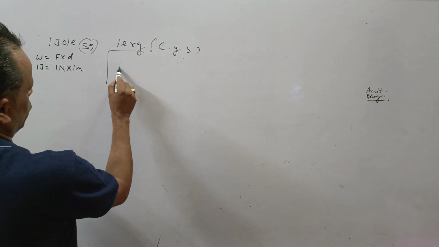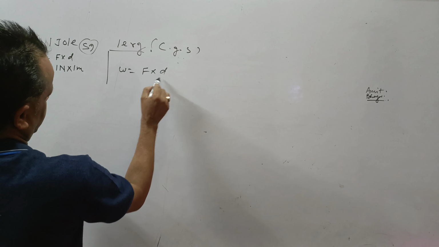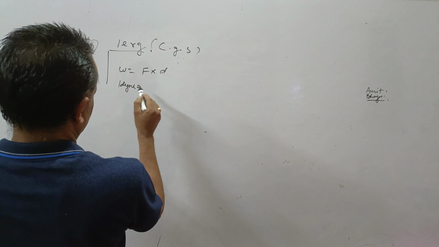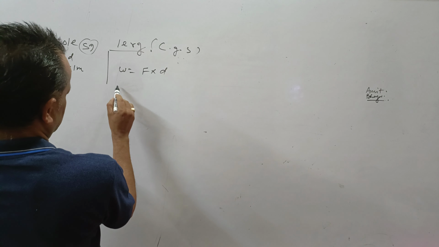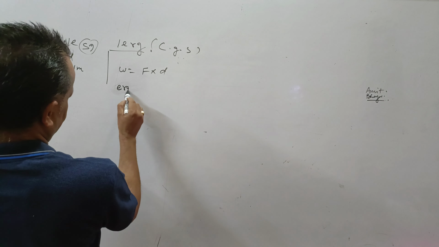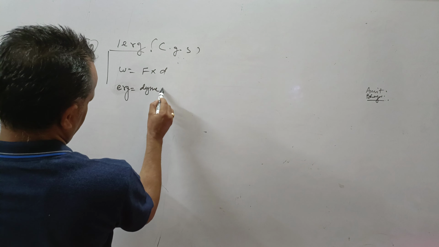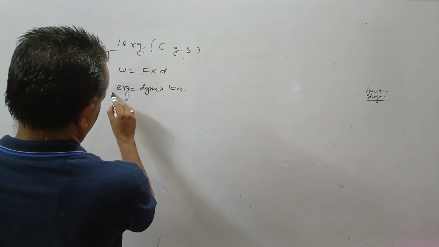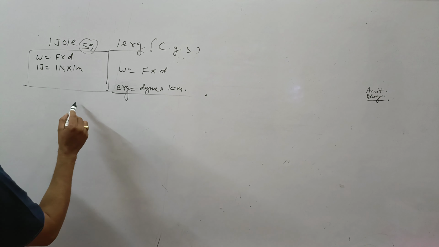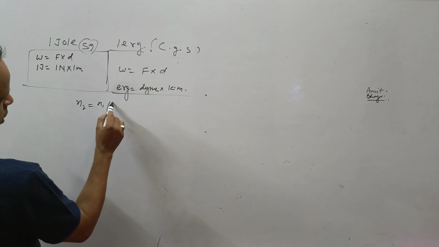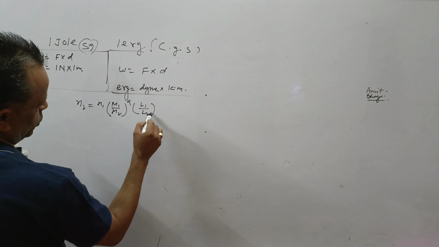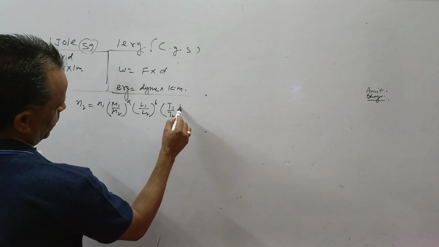See what we have? Work is basically force into displacement. Over here the force is 1 dyne and the work is 1 erg basically. Force is 1 dyne and the displacement is 1 centimeter. So how are these two quantities related? Because both are dimensions of work. So we have the formula n2 is equal to n1 (M1 upon M2) to the power a, (L1 upon L2) to the power b, and (T1 upon T2) to the power c.